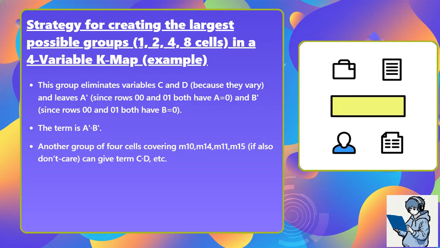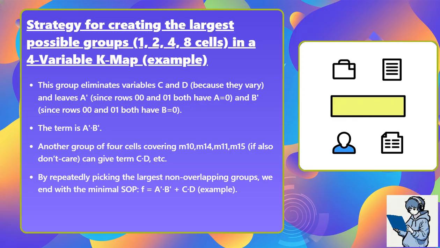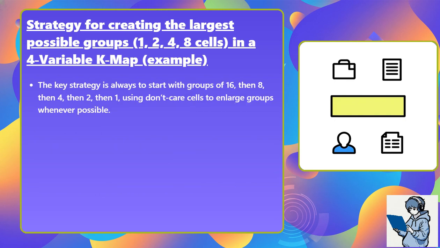Another group of 4 cells covering M10, M14, M11, M15, if also don't care, can give the term c dot d, etc. By repeatedly picking the largest non-overlapping groups, we end with the minimal sum of products: F equals a prime dot b prime plus c dot d. The key strategy is always to start with groups of 16, then 8, then 4, then 2, then 1, using don't care cells to enlarge groups whenever possible.